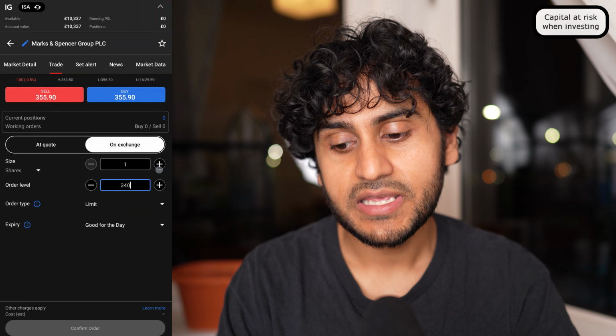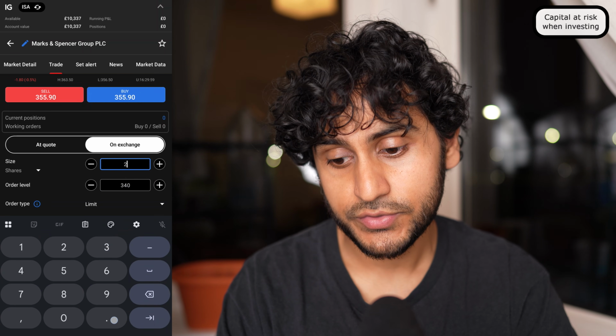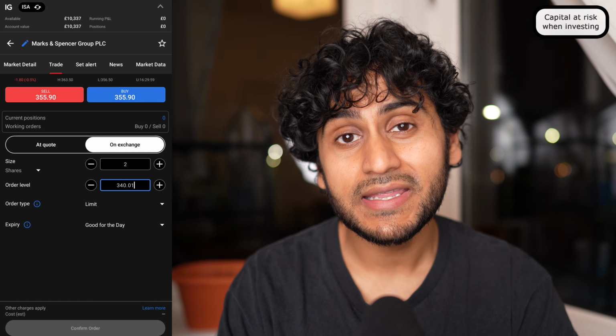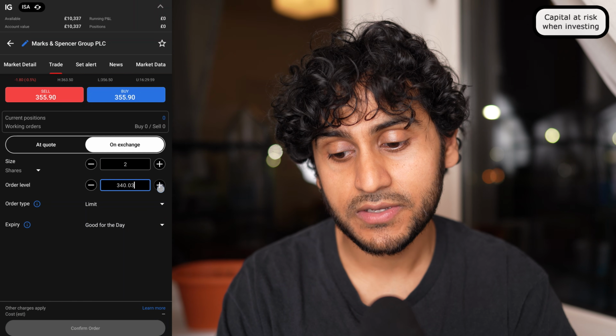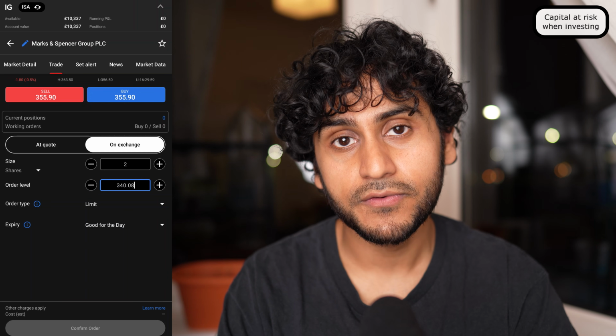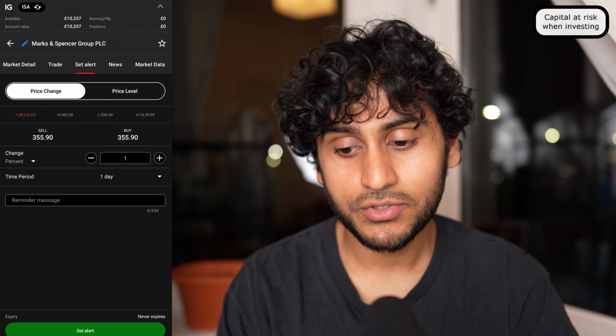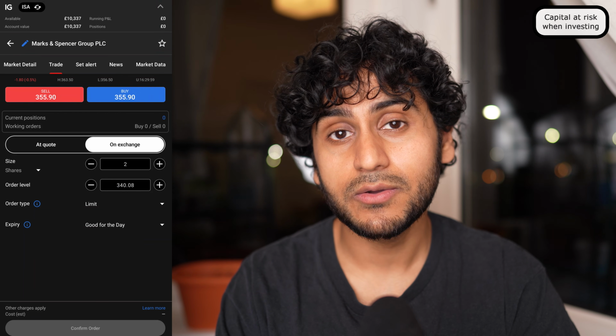Now, of course, you can change the amount of shares that you want. Whatever you want, you can just put in, for example, 2 shares, and then you can really fine-tune the price that you want. For example, here with Marks and Spencer's, this is 340.08 pence. You can also set alerts for your stocks, and you can look at news articles and market data. There are so many features here that are really advanced. Personally, all I do is go into trade and just buy my favorite investments at different prices.